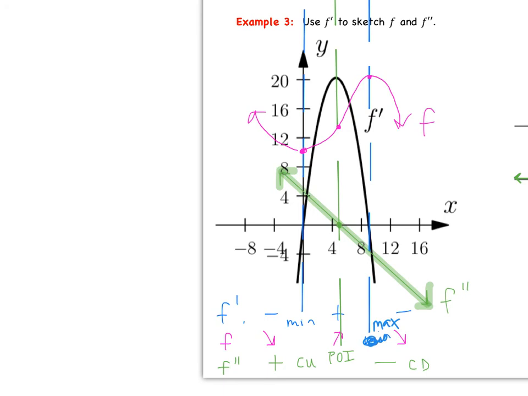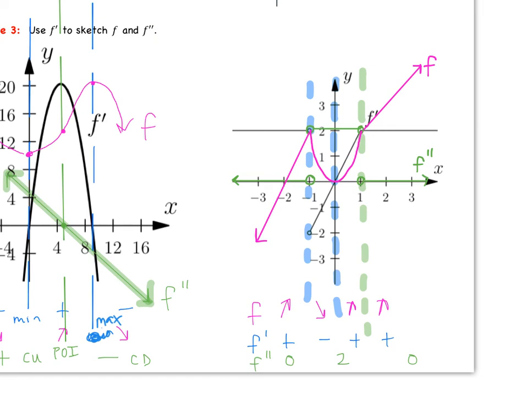I do want you to try this next example on your own. Look at f prime, talk about where it goes from maybe positive to negative, then increasing to decreasing, and see if you can identify if there are any minimums or maximums or points of inflection, and give it a whirl.